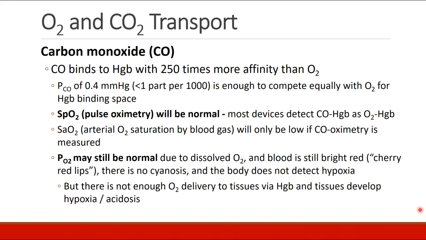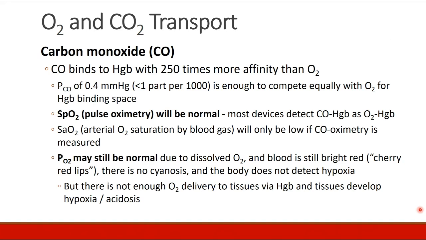Now, carbon monoxide binds to hemoglobin 250 times tighter than oxygen does. This means that a PCO, a partial pressure of carbon monoxide, of only 0.4 millimeters of mercury, that's less than 1 part per thousand, is enough to compete equally with oxygen for that same binding space on hemoglobin. And so you can see why even a small amount of carbon monoxide can be so toxic, because the patient will not be able to transport oxygen with their hemoglobin. That spot will be occupied instead by a carbon monoxide molecule.